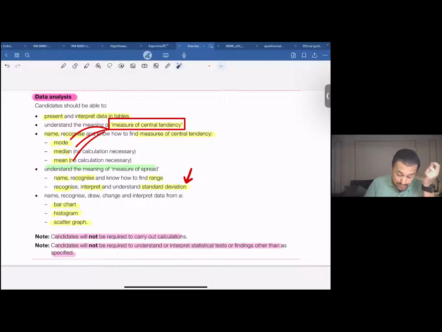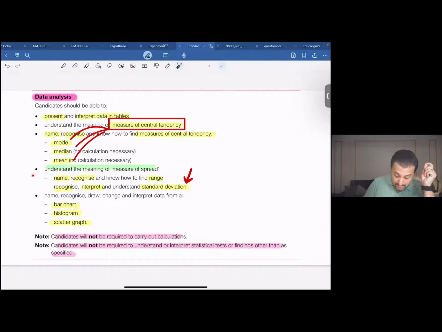Number one, you should be able to present and interpret data in tables. Number two, you should be able to understand the meaning of measures of central tendency. We use this term measures of central tendency to refer to mean, median, mode. And you've studied all of this during your O levels, right? Number three, you should be able to name, recognize, and know how to find measures of central tendency. Remember, no calculation would be required, right?